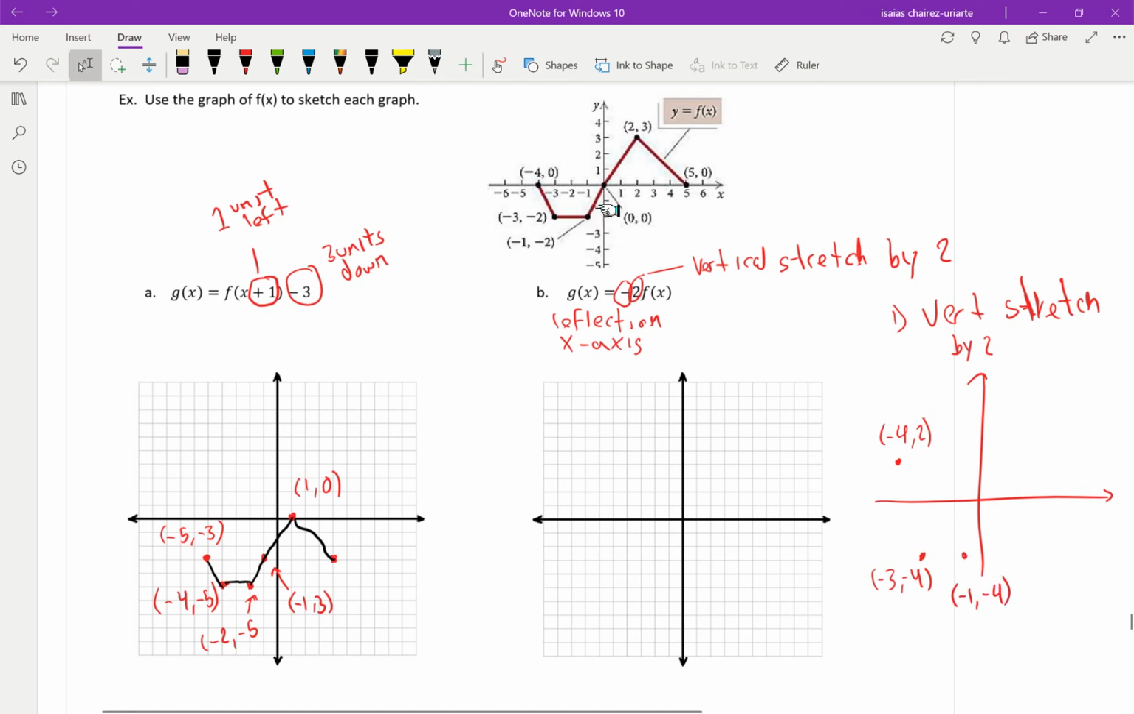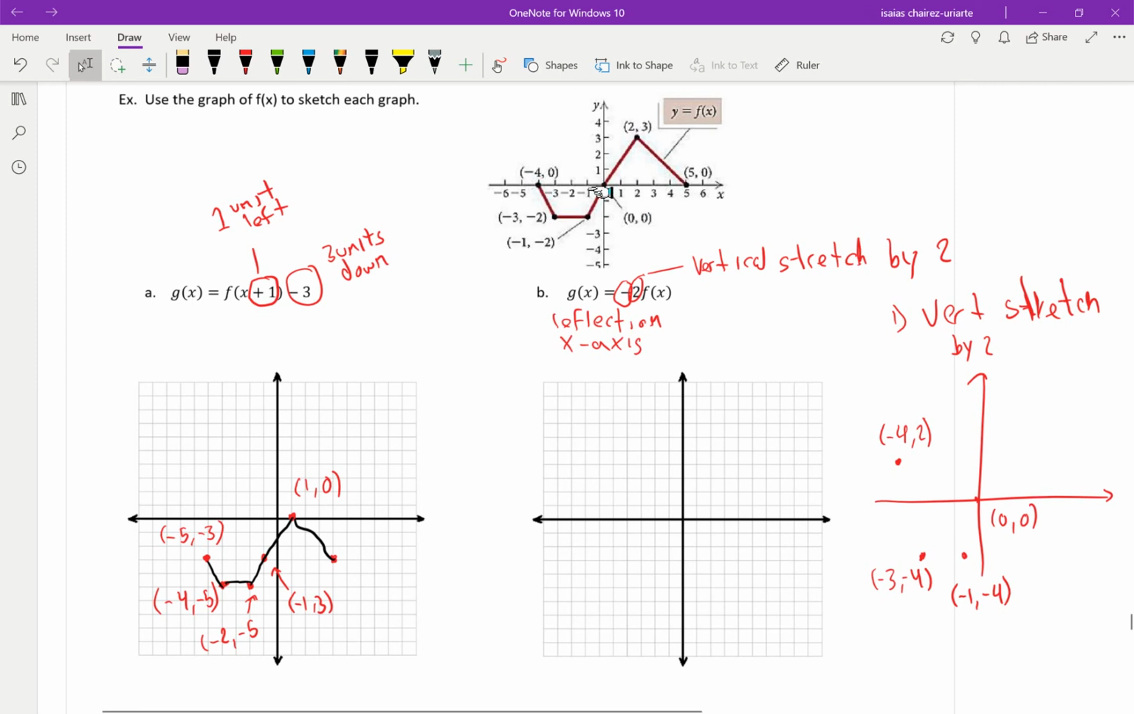Okay, and then this point 0 comma 0, it's still going to be there. It's still actually going to be 0 comma 0. It's not going to be 0 comma 4 because that would have been a vertical translation. So that one's kind of strange. That one's still just going to be 0 comma 0.